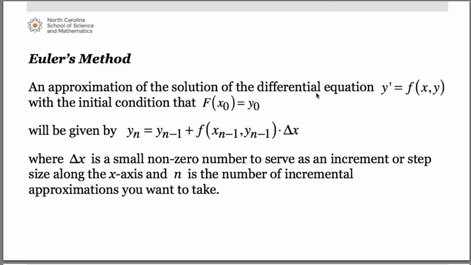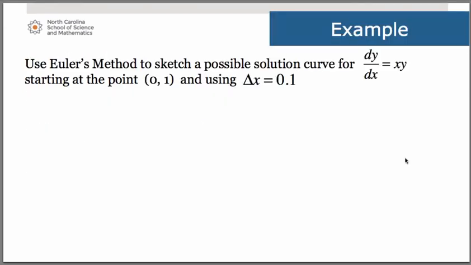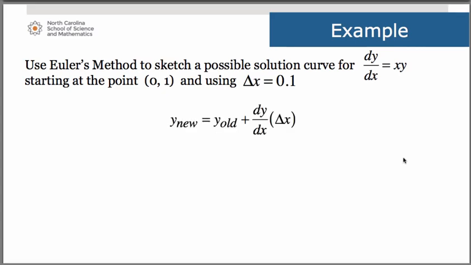You'll want to have your graphing calculators handy if you want to walk through some of this along with me. In this example, we are asked to use Euler's method to sketch a possible solution curve for the differential equation dy dx equals x times y, starting at the point (0, 1), and using a delta x value of 0.1. So we are going to make use of that nice usable version of the Euler's method formula.